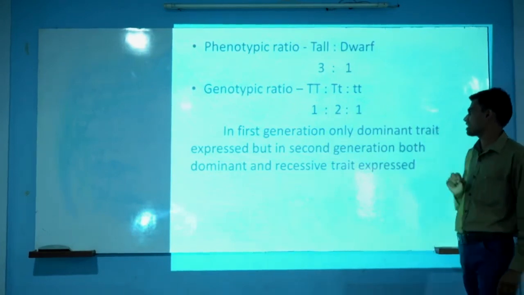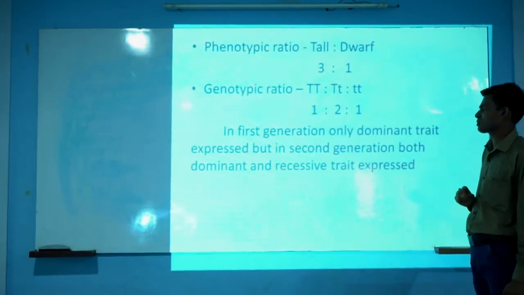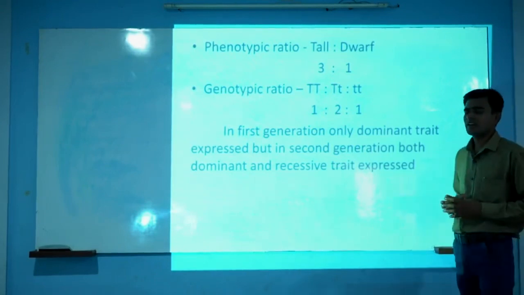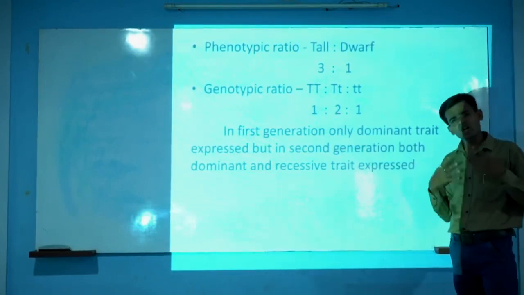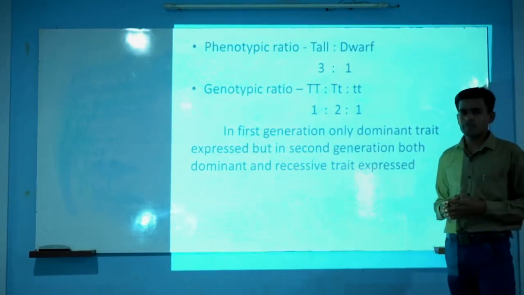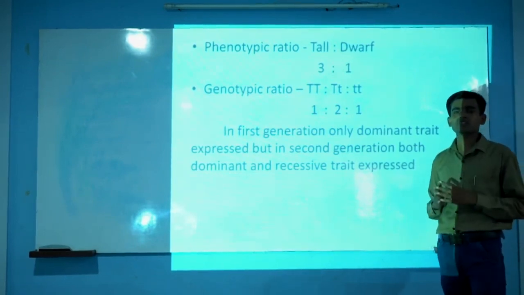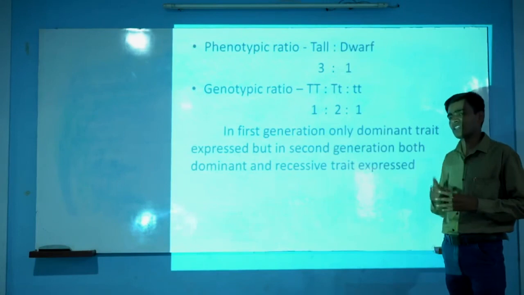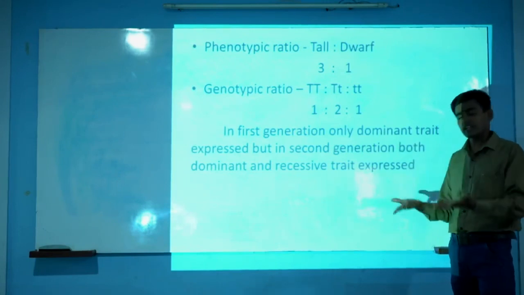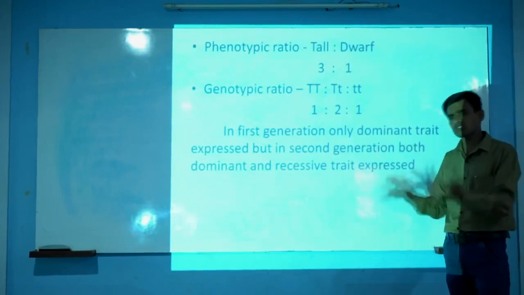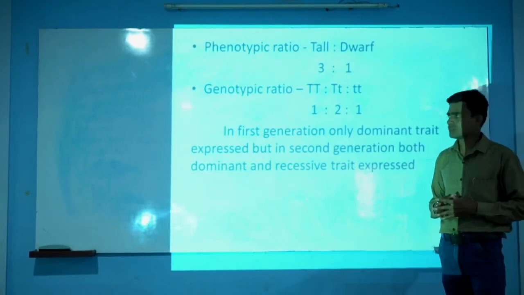In the first generation only the dominant trait is expressed, but in the second generation both dominant and recessive traits are expressed. As I already told you, the character expressed in the first generation is the dominant one. So Mendel introduced the terms dominance and recessiveness. Only one character is expressed in the first generation, that is the dominant one, and in the second generation both characters are observed, dominant and recessive. Okay, thank you.